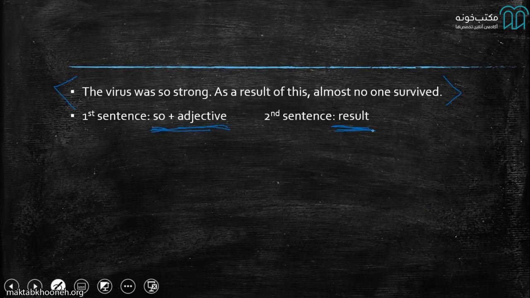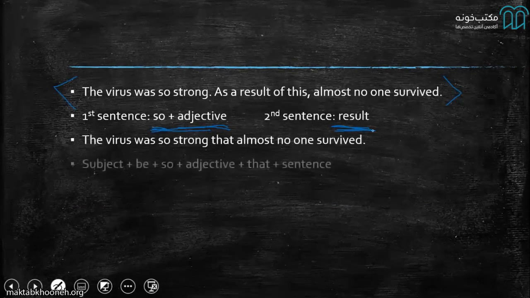So we need so plus adjective, and in the second sentence, you need a result. Now, before we can make the inversion and make it more complex and advanced, we need to first combine these two sentences together. How do we do that? Something like this. The virus was so strong that almost no one survived. So instead of saying the virus was so strong, as a result of this, almost no one survived, I combined them. And I said the virus was so strong that almost no one survived.